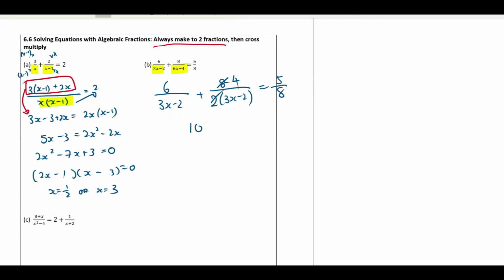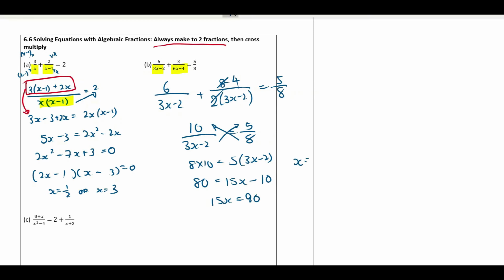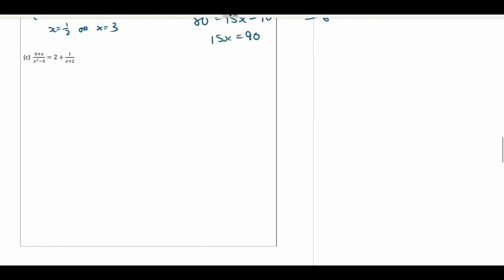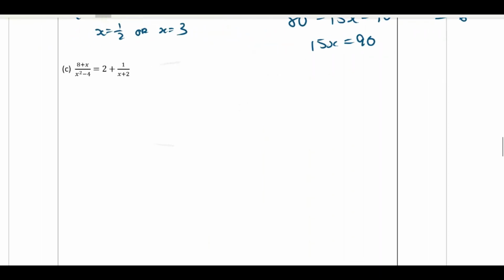6 plus 4, 10 over 3x minus 2 is equals to 5 over 8. Then over here, you cross multiply. 8 times 10 is equals to 5 bracket 3x minus 2. And then you get the answer very quickly. 15x minus 10, 15x equals to 90, x is equals to 90 divided by 15, which is equals to 6. Always look for a relationship between the denominators, and actually most of the time the denominators have a relationship.